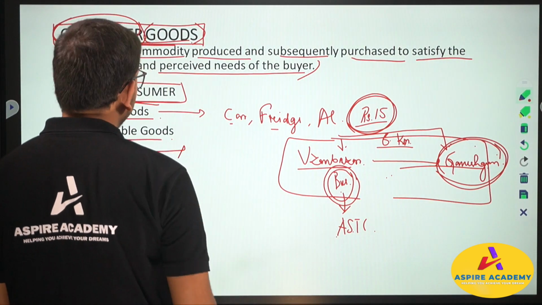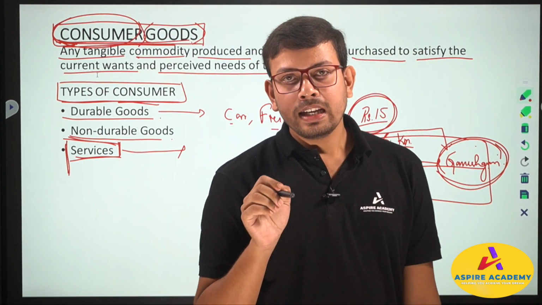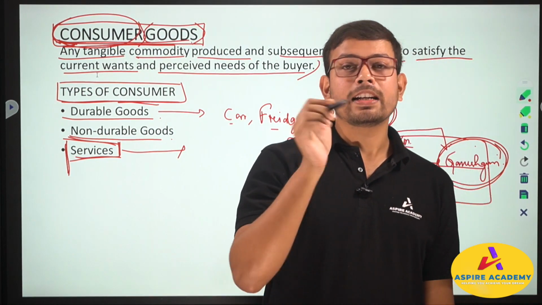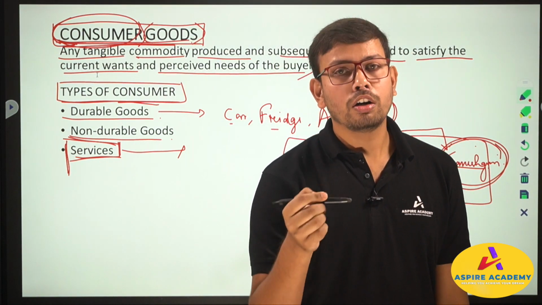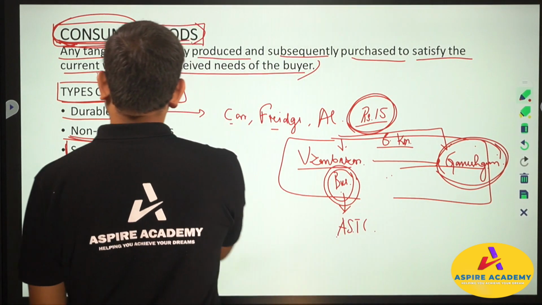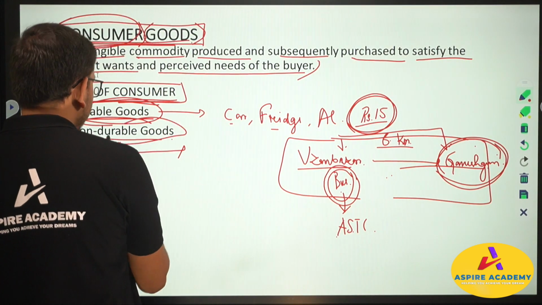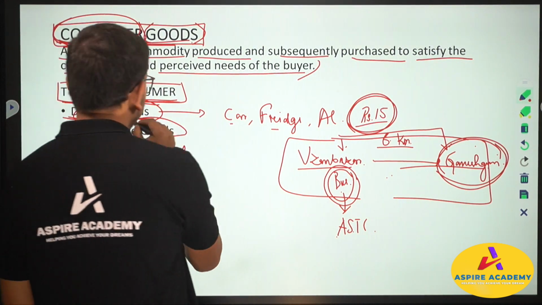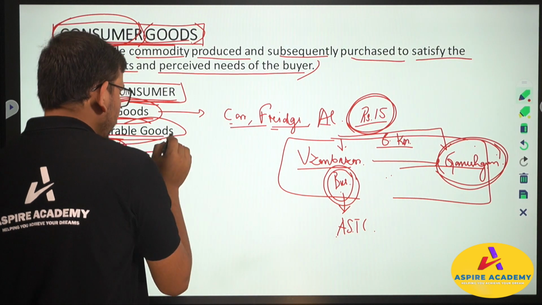So what is consumer good? Consumer good is that tangible commodity which is finally used by a consumer to satisfy his or her want or to complete his or her needs. There are 3 types of consumer goods: durable goods, non-durable goods, and services. What are the durable goods? Like car, fridge, AC, etc. Whatever you might think.